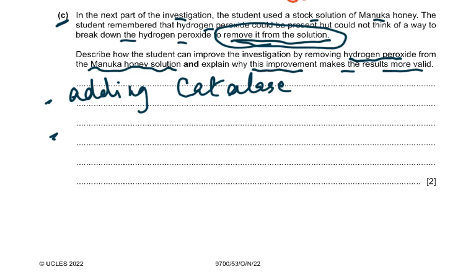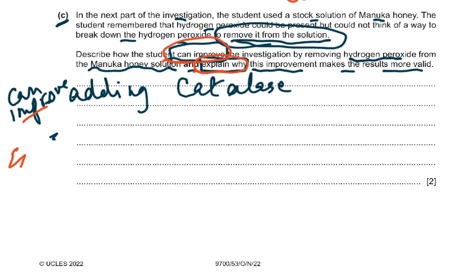Why are you doing that? You give an explanation because it says you can improve the investigation by removing hydrogen peroxide and explain why this improvement makes the results more valid. So read this explain. You have to give me some answer for the explain. Yes, this was for the improve part. How you can improve. And then you have to give me an explanation as well. So the improvement is adding catalase, and then the explanation.